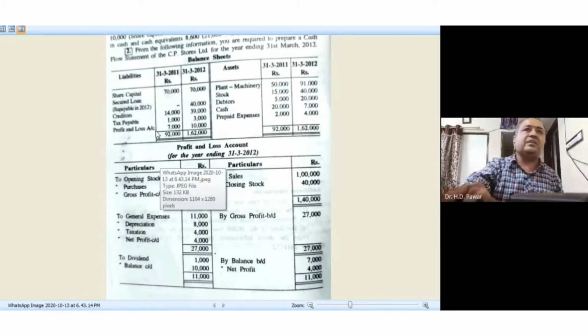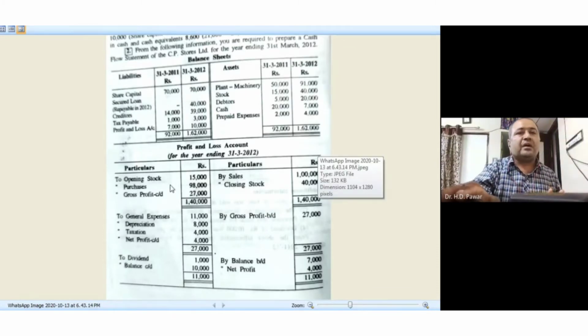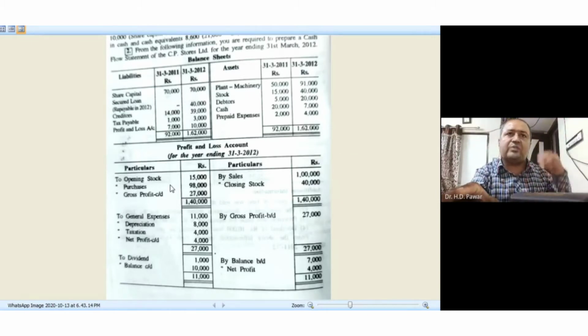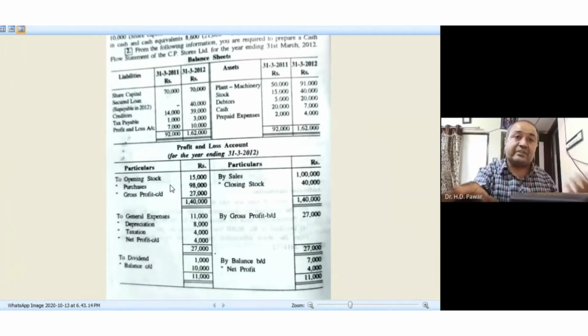First of all, balance sheets and profit and loss account. The 2 years' balance sheets, 2011 and 2012, are given to you as usual. Here we do not need to prepare an adjusted profit and loss account, and working capital adjustment is also not required, as we prepared in our previous examples in the reverse method. So let's see how we solve this example.